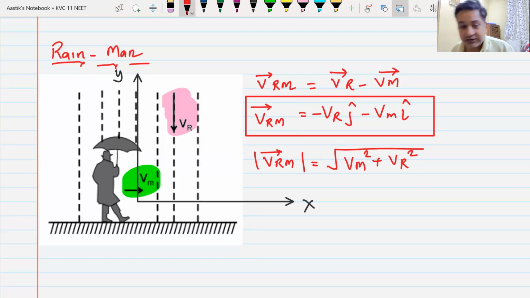But there is one more thing that can be asked here, in which direction he must hold his umbrella. So first of all, you write this, then we will come to that direction part. I'll give you 2 minutes to write this. Everyone is clear with this? Then we will look at the second question, in which direction he should hold his umbrella.